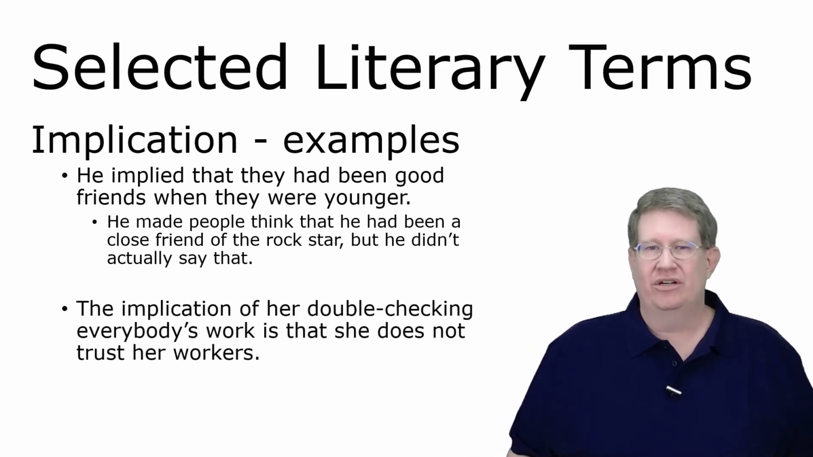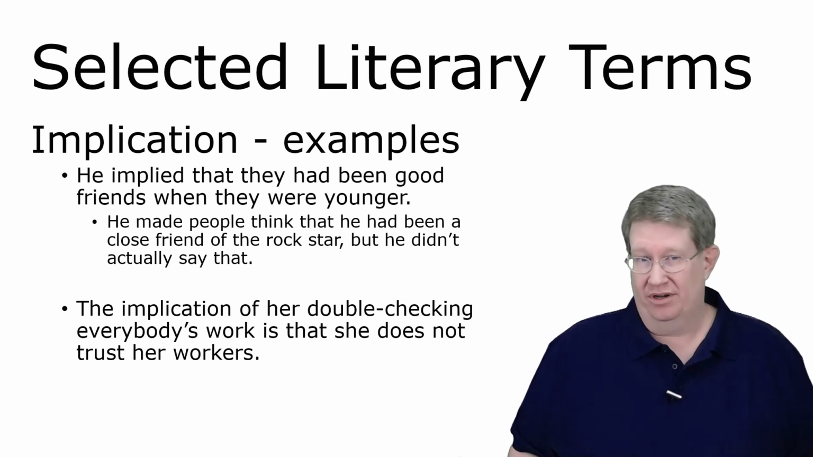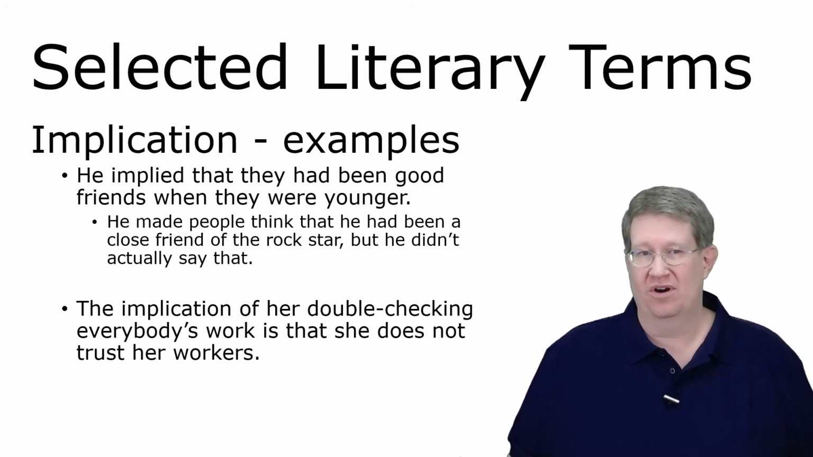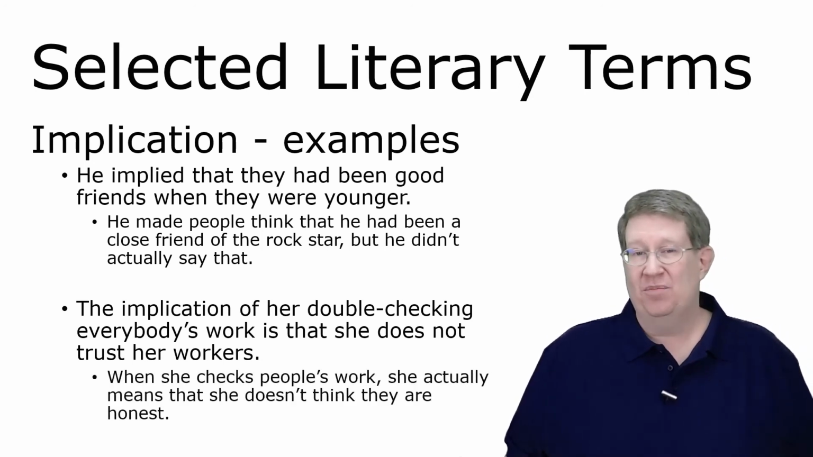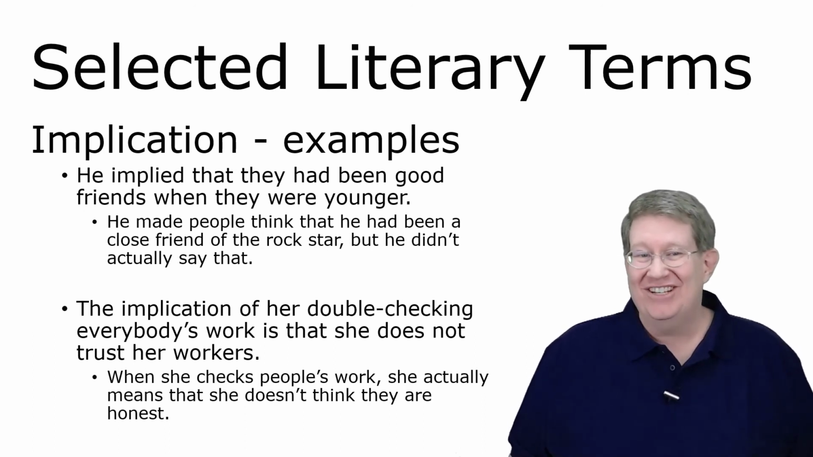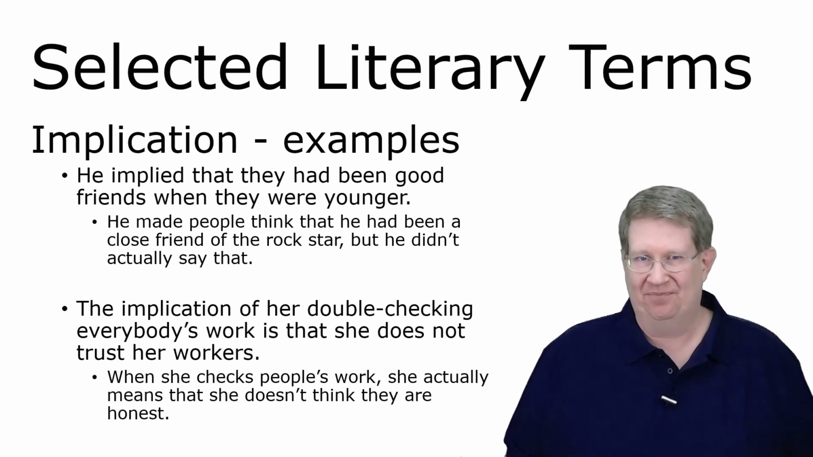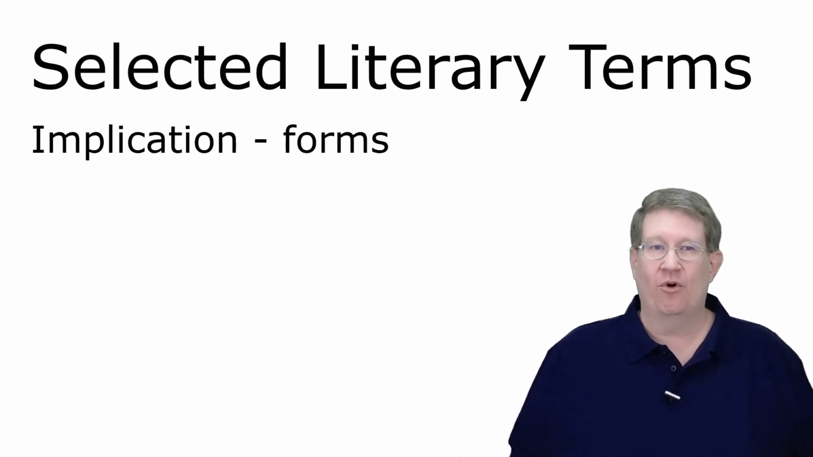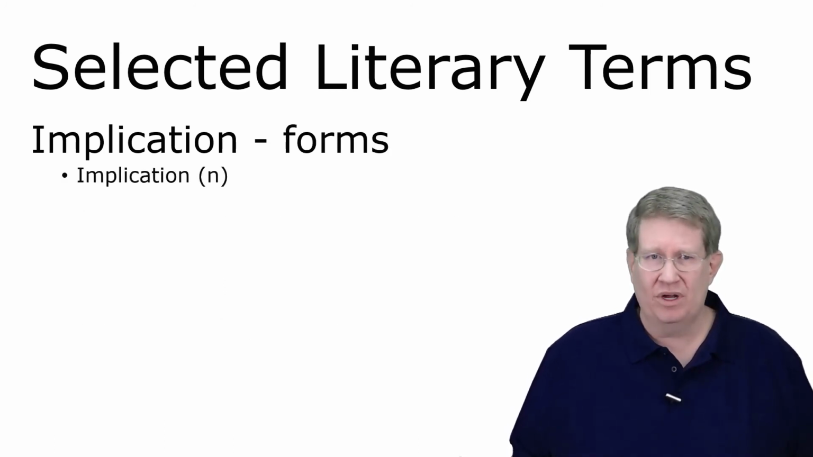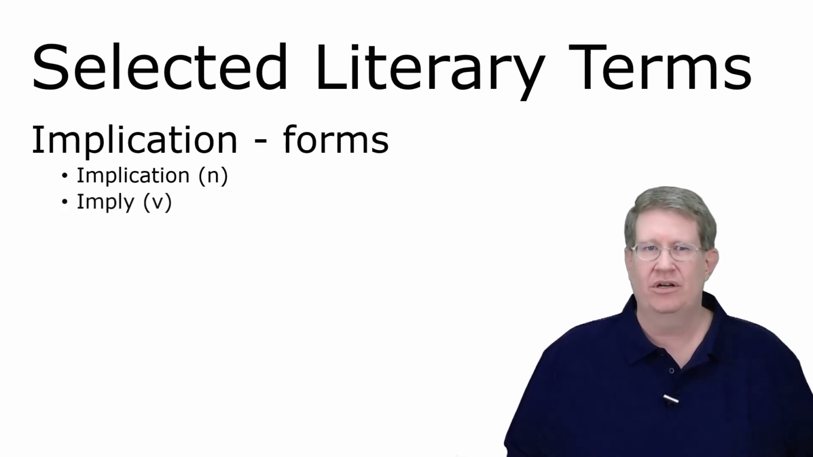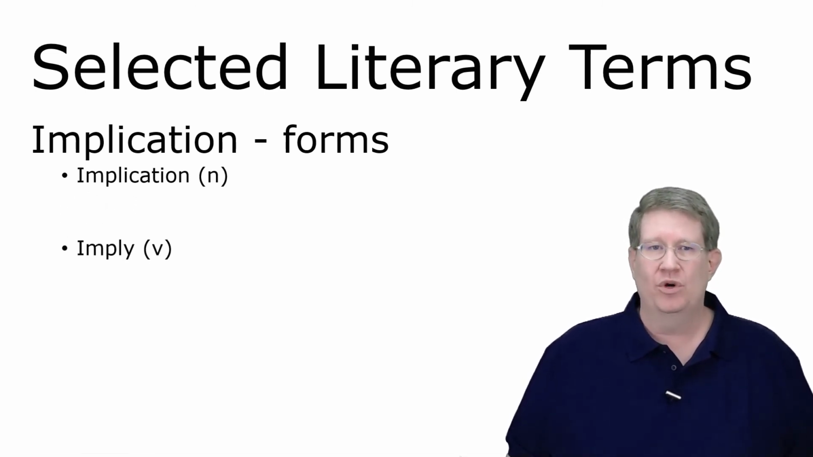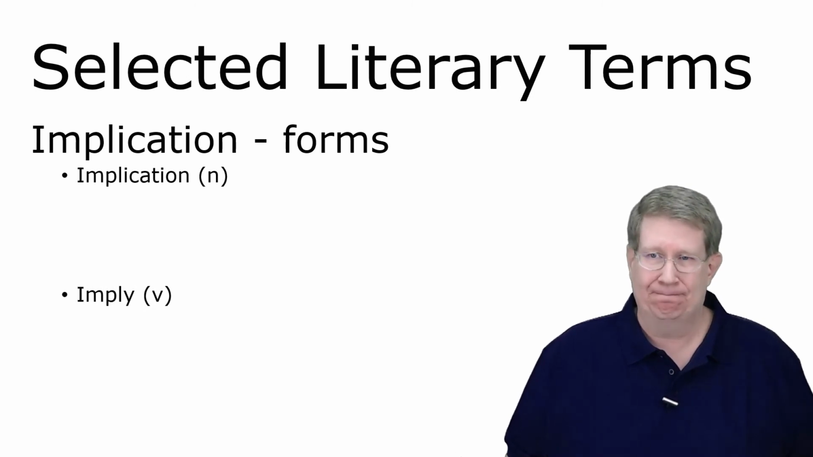The implication of her double checking everybody's work is that she does not trust her workers. When she checks people's work, she actually means that she doesn't think that they're honest. She wants to make sure they're not stealing anything from the company. Let's take a look at some forms of implication. Well, there's the noun form, implication, and there's also a verb form, which is to imply.